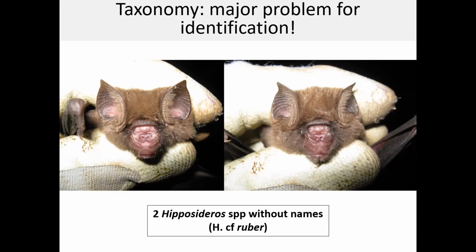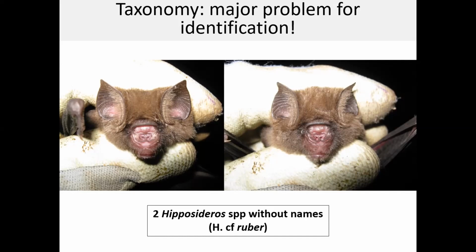Here's one example of 2 African bats that are widespread and common. These are what we call Hipposiderus cf. ruber. It is not Hipposiderus ruber, but it's 2 species that are widespread in West Africa, but neither of them has a name. Neither of them can be identified in the field either. They look identical with similar body measurements and similar leaf noses.